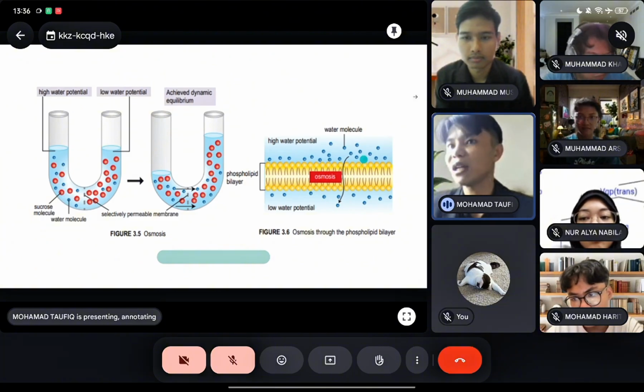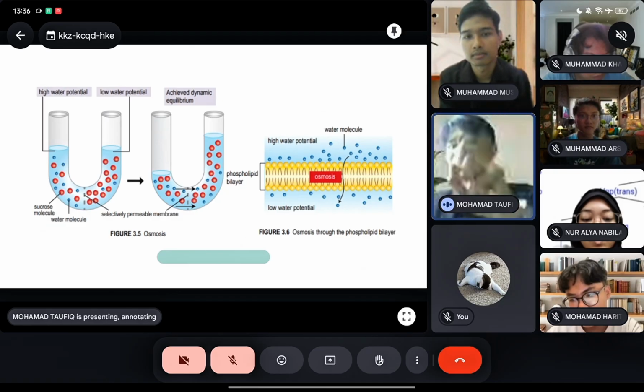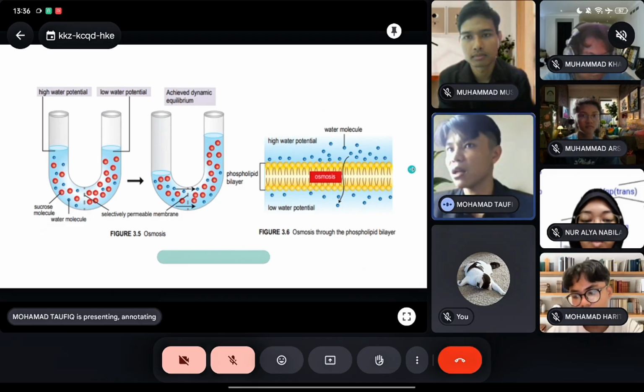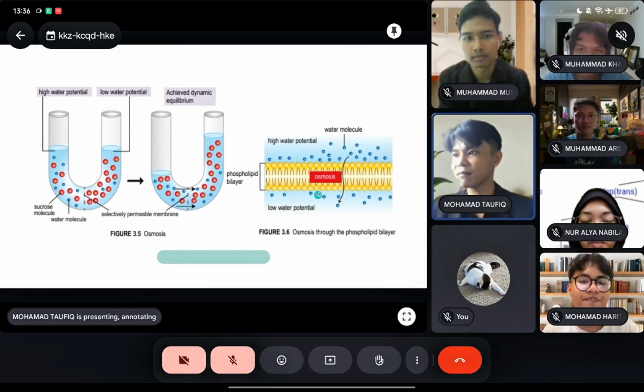Through the phospholipid bilayer, you can see it's like this. If we zoom in on the selectively permeable membrane, it's like this, where water molecules can pass through the membrane from the high water potential to the low water potential. Okay, so far, is there any question?